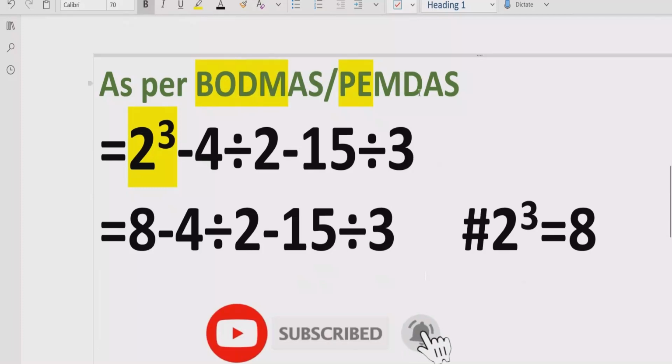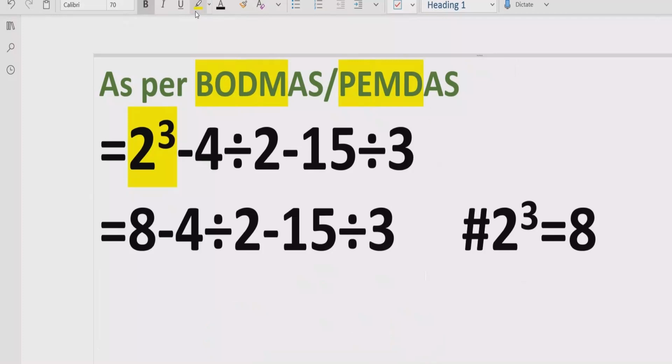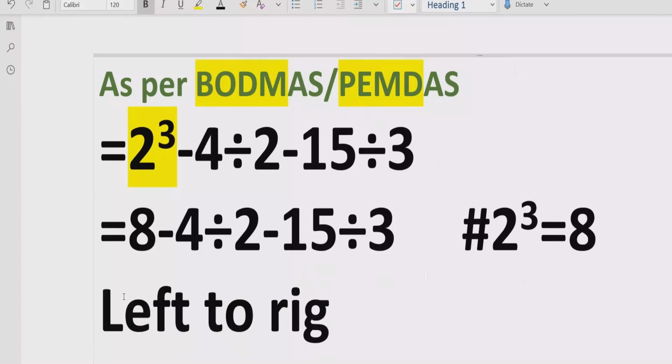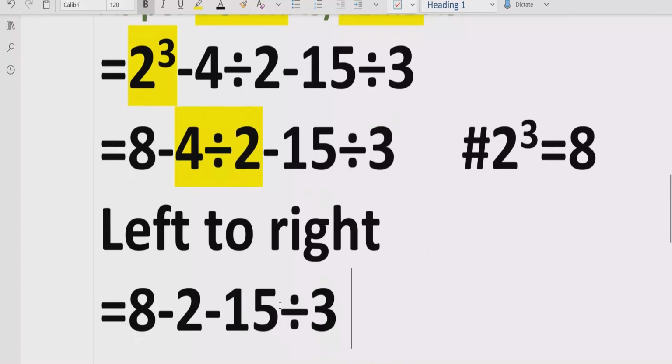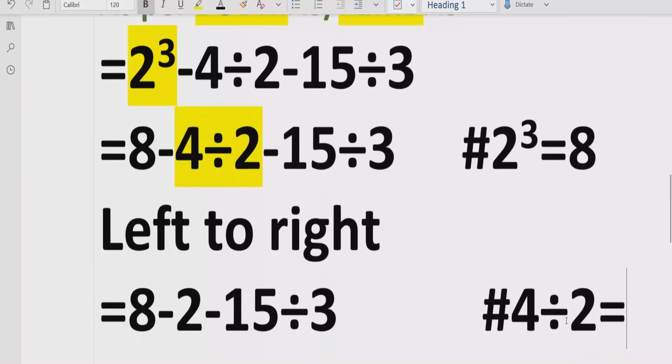Now we have to see the division and multiplication, or you can say the multiplication and division. So what we have to do, you have to go left to right in this expression and find out which is coming first. So now we have 4 divided by 2. It becomes 2, and now again we have to write this part here as it is. So we will solve each step in each line. So 4 divided by 2 equals 2.